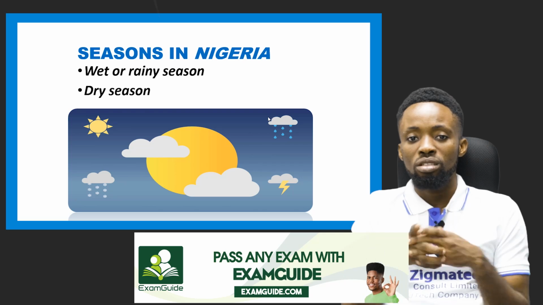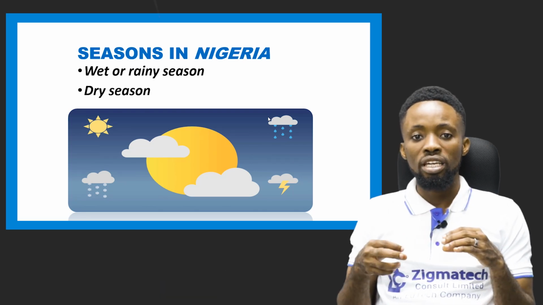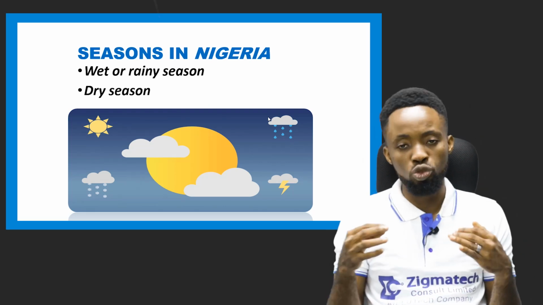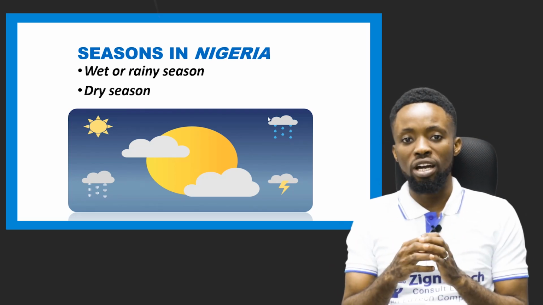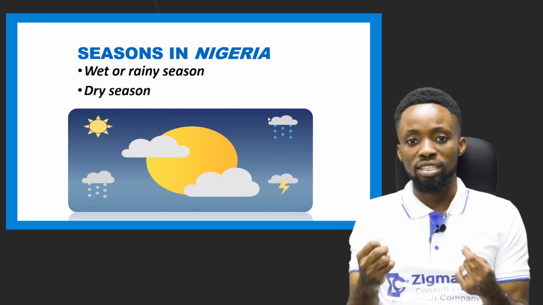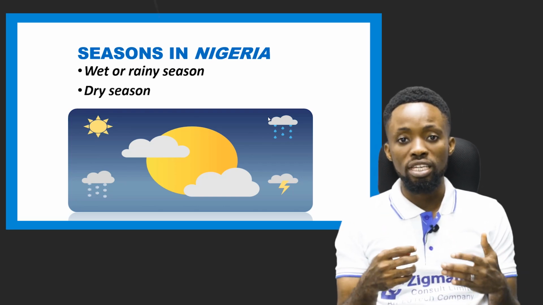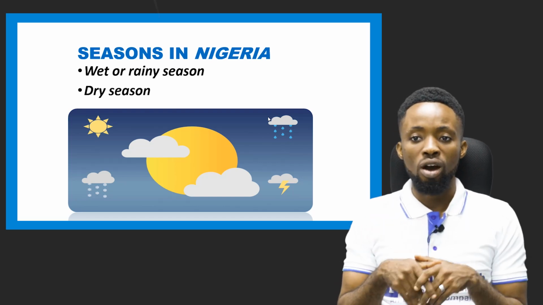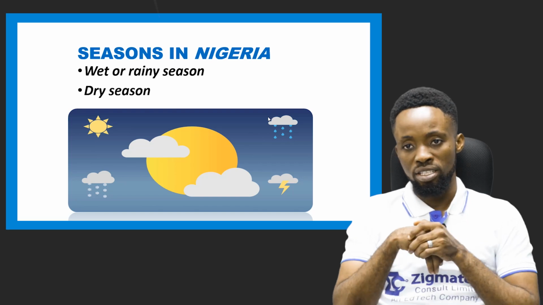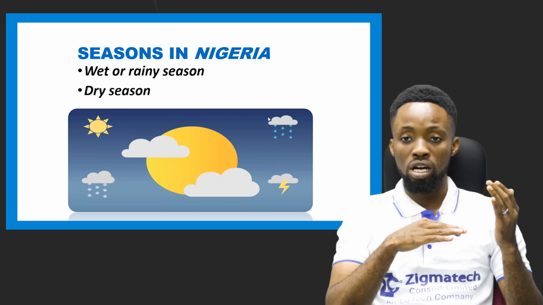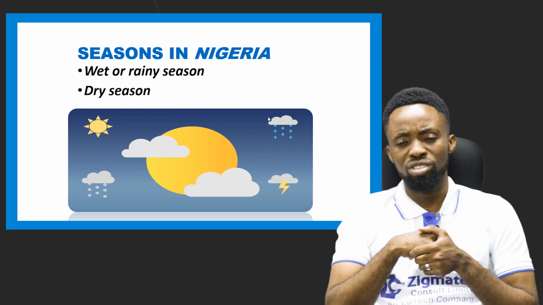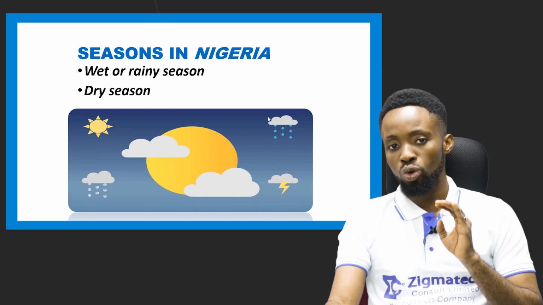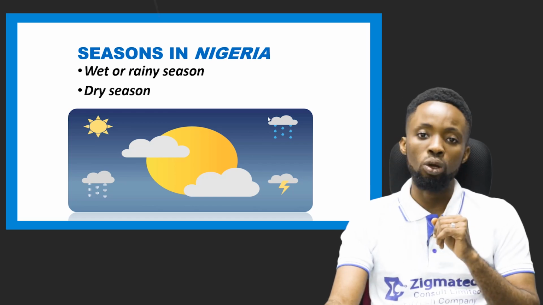you realize that most countries there have 4 seasons, which are the winter, the summer, the autumn, and the spring. But for Nigeria and some countries in West Africa, that is not the case. Here in this part of the world, we actually have the rainy season and the dry season, or you can simply say the rainy season and the harmattan season, which we are going to look at as we progress along.